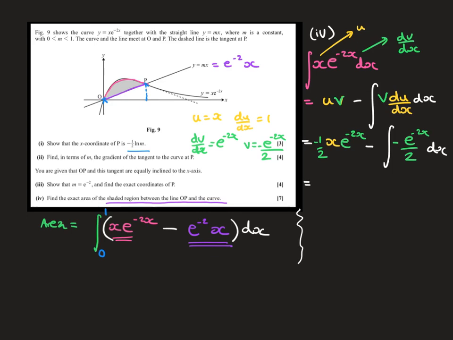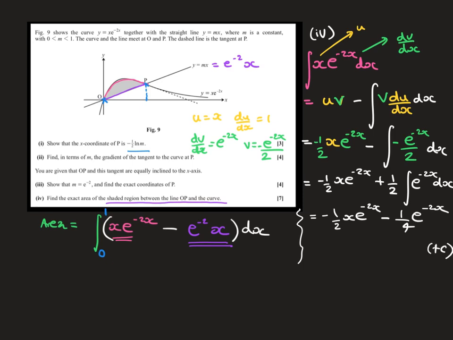So let's simplify this. So we get negative a half x e to the negative 2x plus a half the integral of e to the negative 2x, pulling out the half and simplifying the negative negative. So negative half x e to the negative 2x minus a quarter e to the negative 2x. And we don't really need to worry about the plus c, because in a minute we're going to put in our limits. So we've integrated the pink part. It's negative a half x e to the negative 2x minus a quarter e to the negative 2x.